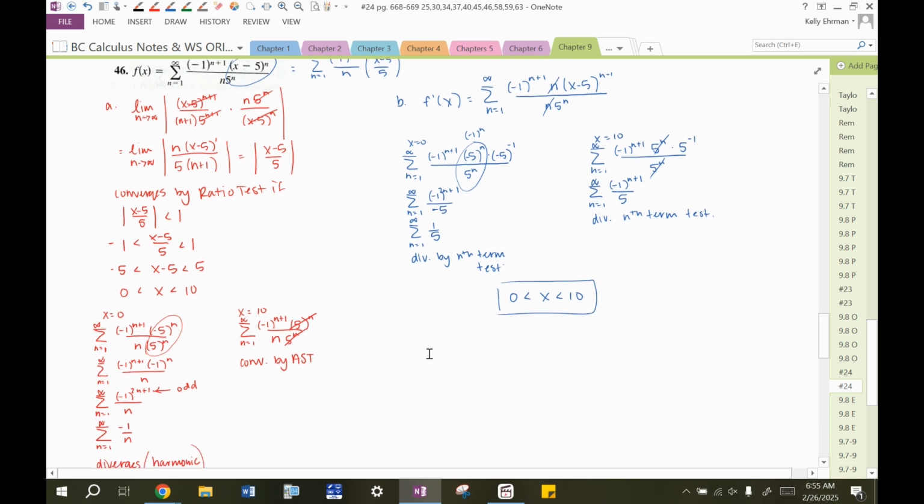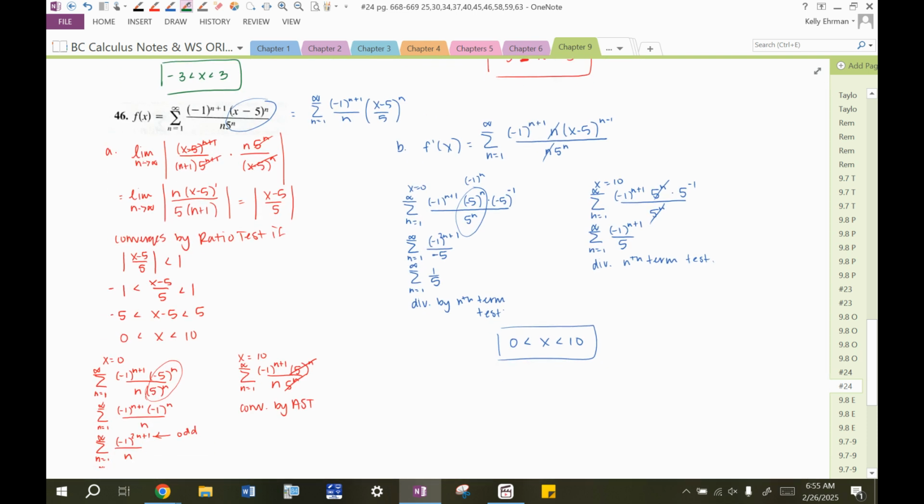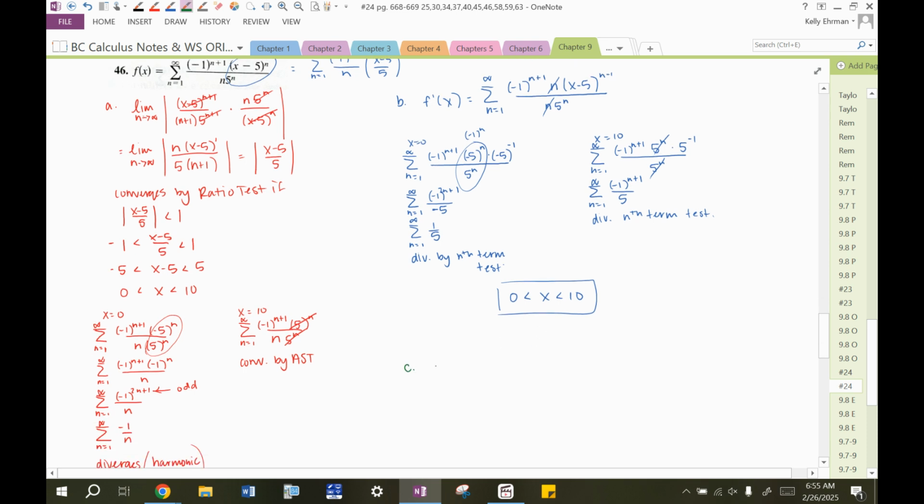For part C, I kind of want to do part C right here so that I can see the derivative more easily. All right, so let's see. What would this become? F double prime of x.